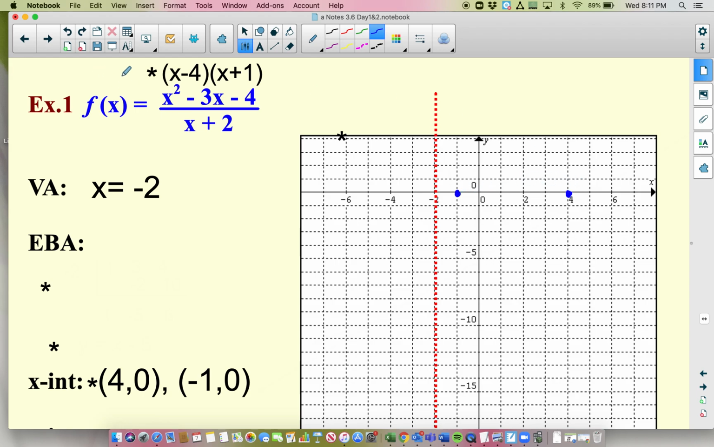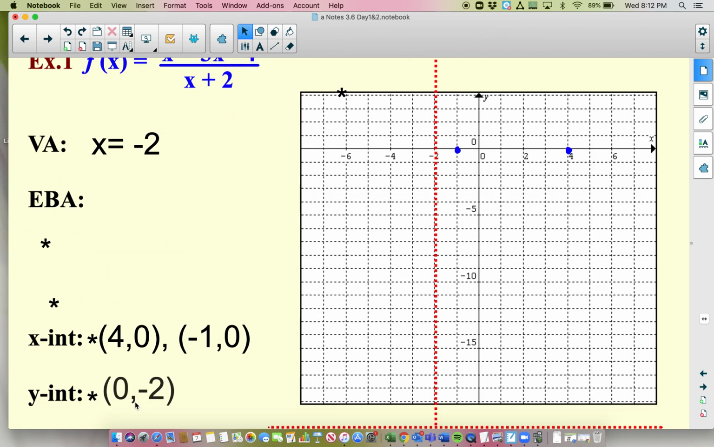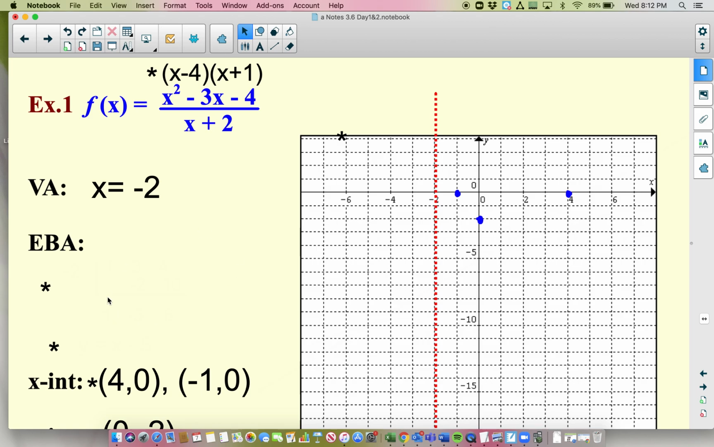And the y-intercept, of course, if you plug 0 in for all of the x's, you'll be left with negative 4 over 2. So your y-intercept will be (0, negative 2). And again, you could graph that point. And so the end behavior is really the only thing that's going to be different today.